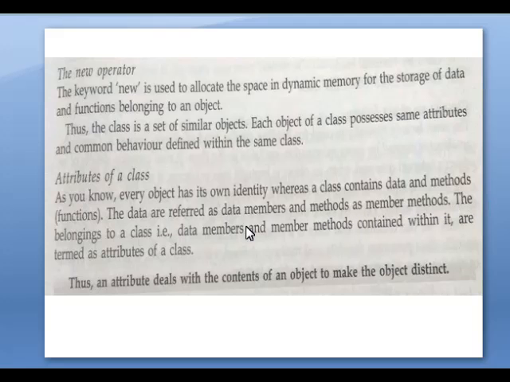So the belongings of the class, that is the data members and member methods contained within it, are termed the attributes of a class. The definition of an attribute of a class is like this: an attribute deals with the content of an object to make the object distinct. Students, here you have to learn the use of the new operator.